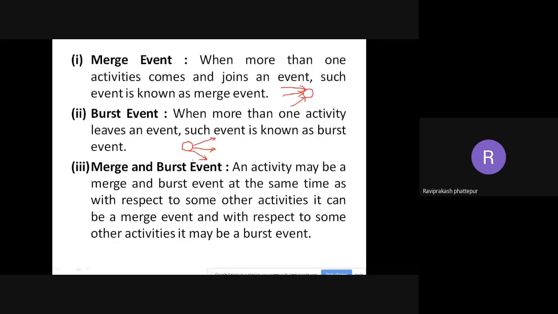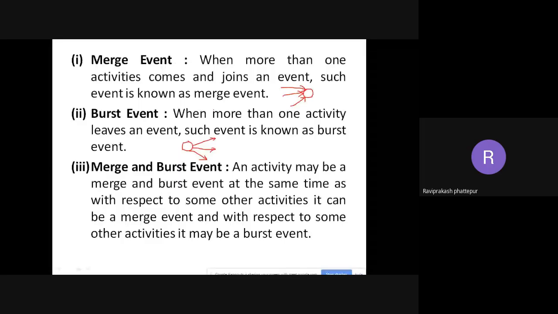Next comes the merge and burst event. What is this merge and burst event? Both happen. Many activities come and join that particular node and many activities go out from that particular node. So that is a merge and burst event. You combine both the burst event and the merge event, then it is called a merge and burst event.